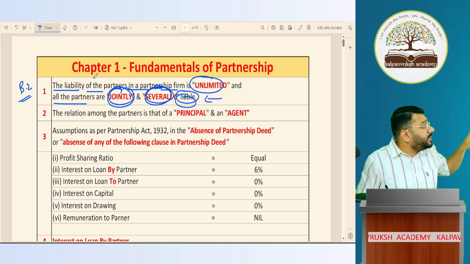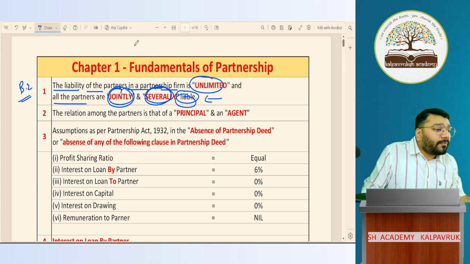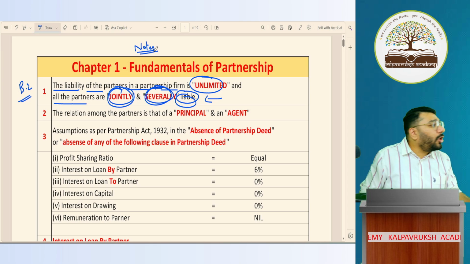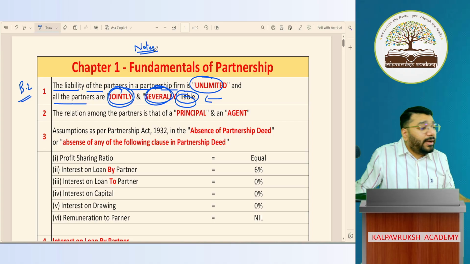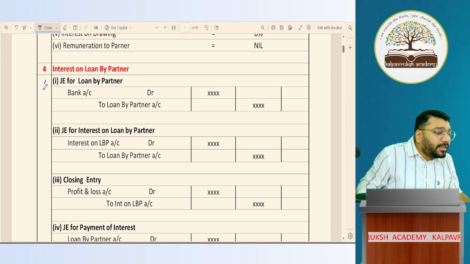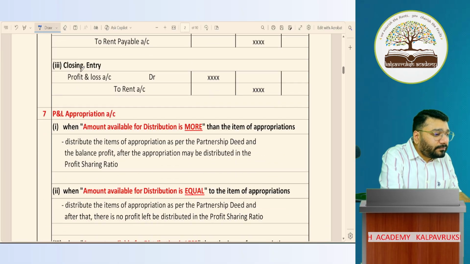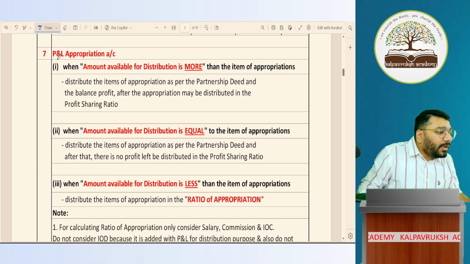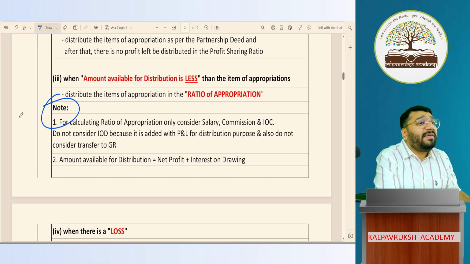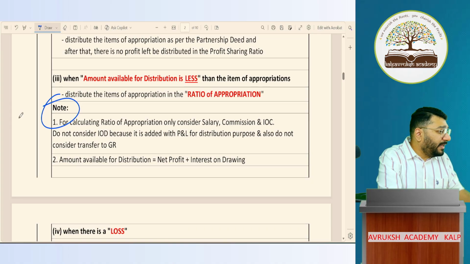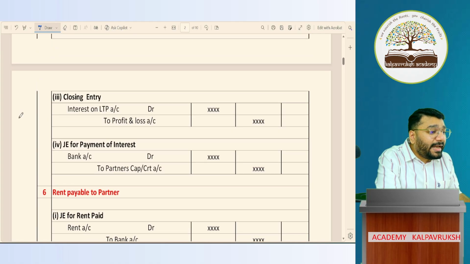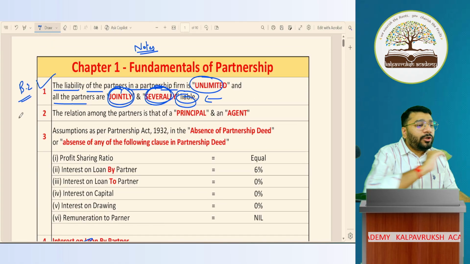Please make a note. This document is called notes, which I'll give to all of you. In this document, I'll try to capture all the important points, journal entry formats, assumptions wherever we have to take them, everything. So this will be very, very handy when you do revisions for the board exam. Have you all made a note of this?